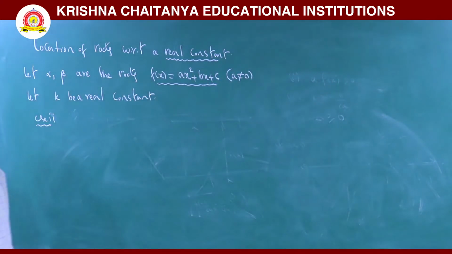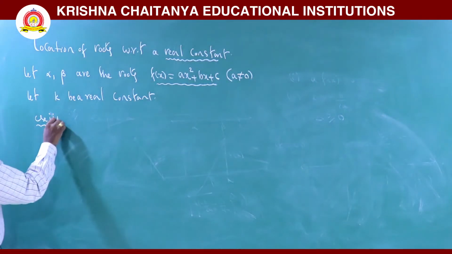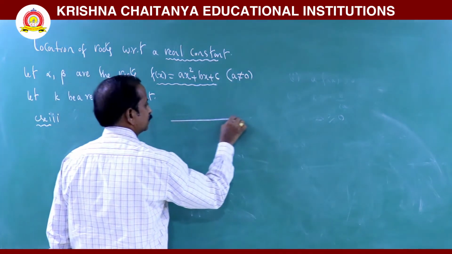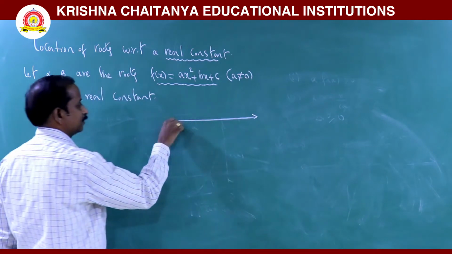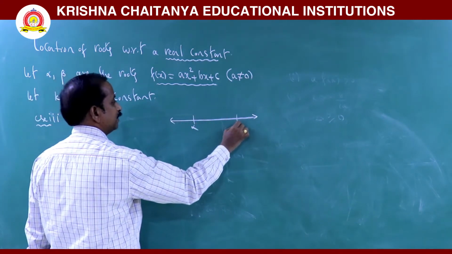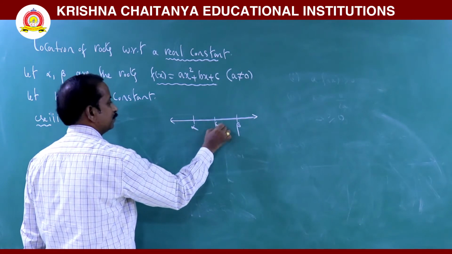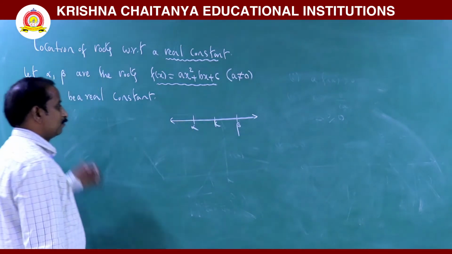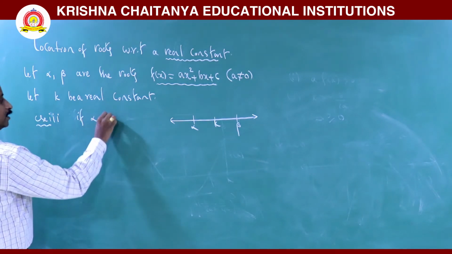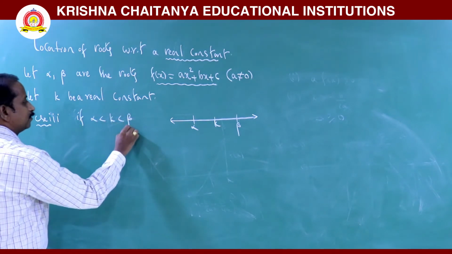Now move to third case. K lies between the given roots. Consider the real line. So this is the real line. Now one root is alpha, another root is beta. Now this is the k position. Now alpha less than k less than beta.